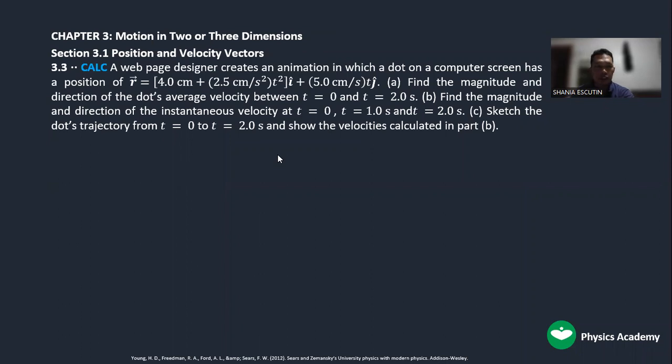So today we're going to answer Problem Exercise 3.3, which is under Chapter 3, Motion in Two or Three Dimensions. This is Section 3.1, under the topic of position and velocity vector. Again, I'm Professor Prudence Fis B. Bustamante, working at Surigao del Norte State University, Philippines, and we're going to answer this problem here.